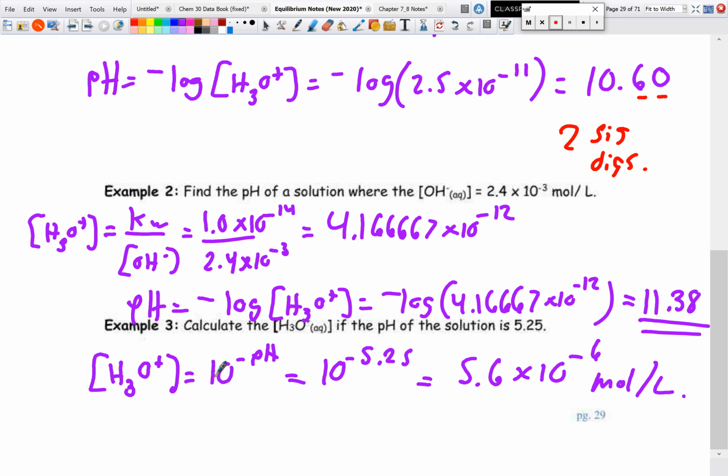And we need to do this out, so hopefully you have the appropriate equation. The concentration of hydronium is 10 to the negative pH. So we go 10 to the power negative 5.25. So this is 2 significant digits. My final answer: 5.6 times 10 to the power negative 6 moles per liter.